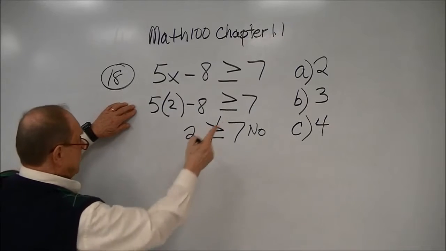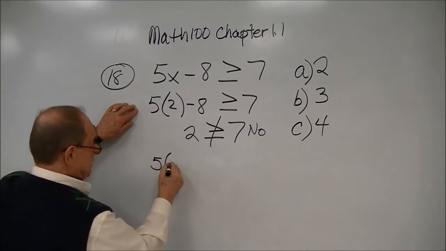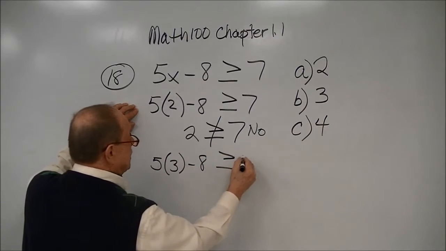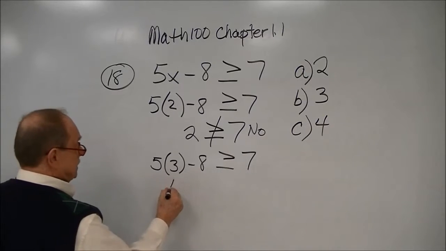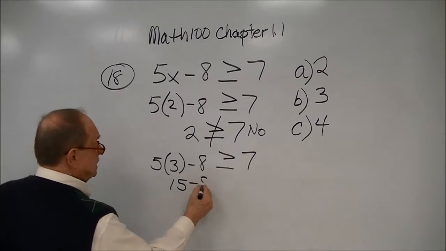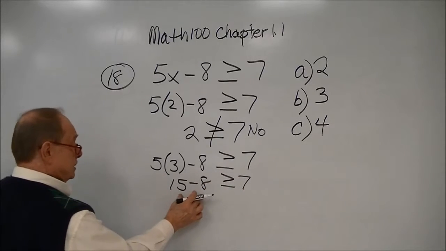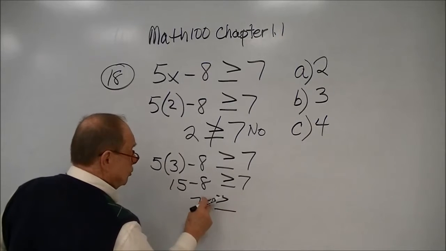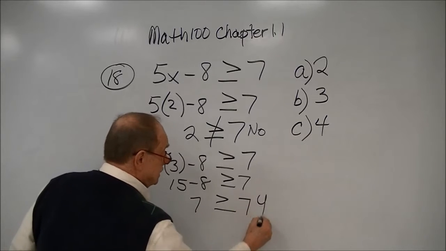And then now we're going to replace it with a 3. 5 times 3 minus 8, is that greater or equal to 7? So this is 15 minus 8, and this becomes a 7. Now is 7 greater than or equal to 7? And the answer is yes.